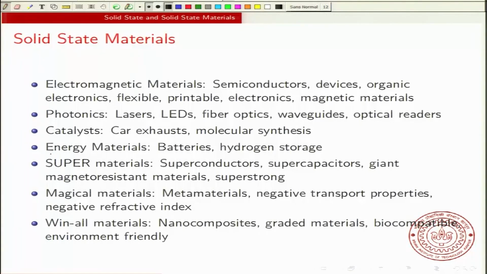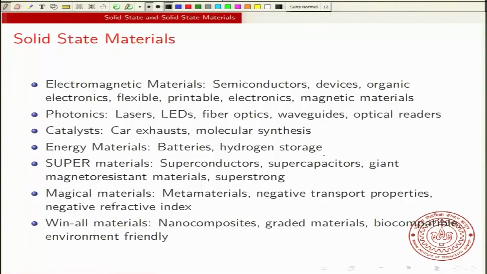Then there is a class of materials, again with a lot of recent interest, which are energy materials. Here I am particularly referring to batteries like lithium ion batteries. Again, this is another solid state material. Then there are materials for hydrogen storage. If you can store hydrogen, you can use hydrogen as a fuel to do various activities like running cars, and so you need to store the hydrogen, and there are some solid state materials that are used for hydrogen storage.